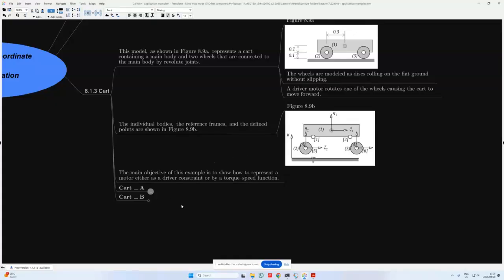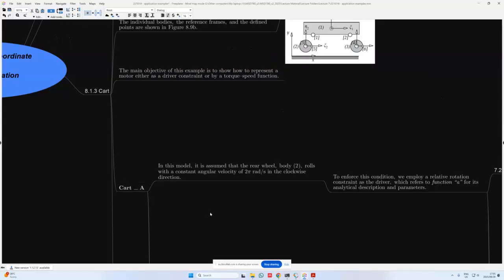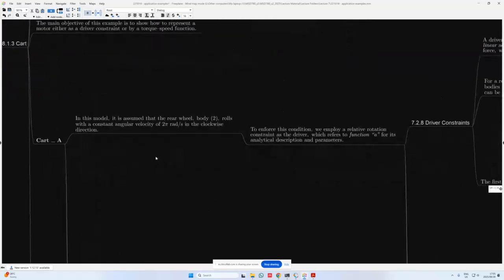Now moving on to Part A, if I expand this, in this model, it is assumed that the rear wheel, so body 2, rolls with a constant angular velocity of 2 pi radians per second in the clockwise direction. So in effect, this is actually minus 2 pi radians per second. To enforce this condition, we employ a relative rotation constraint as the driver, which refers to function type A for its analytical description and parameters.